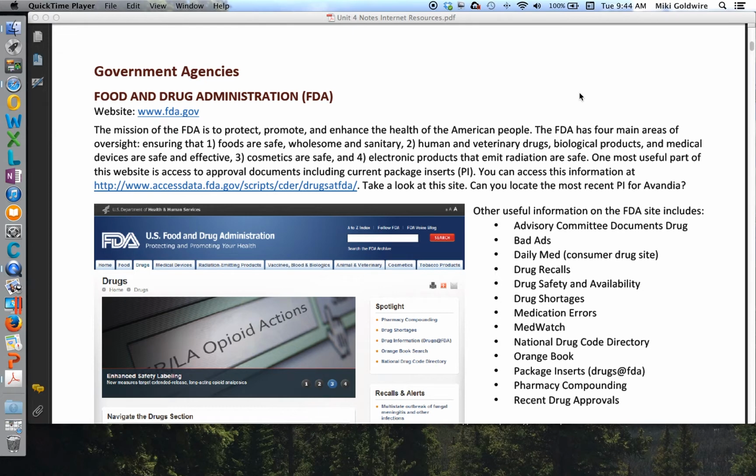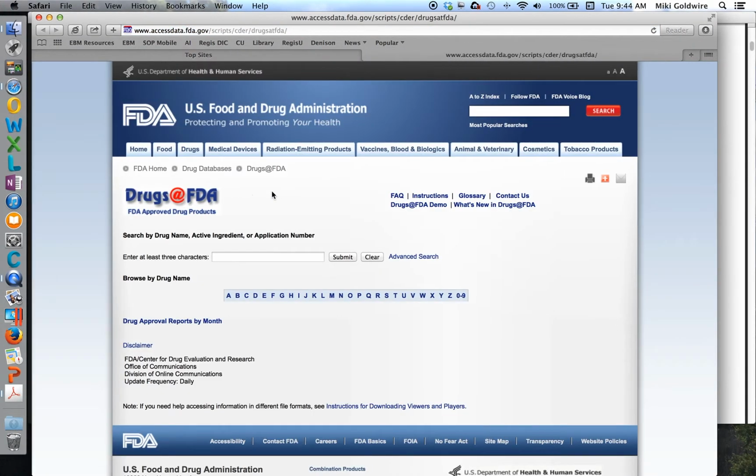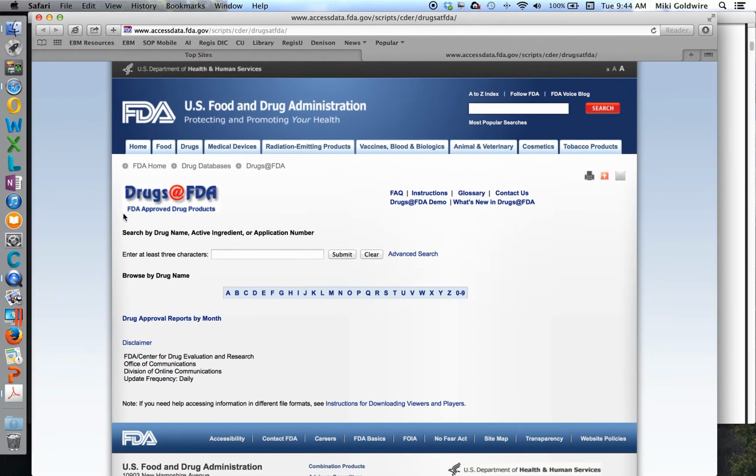One more useful part of this website is access to approval documents, including current package inserts. You can access this information at the FDA website. So let's go ahead. I included a link in your notes, and let's click on that link and investigate the FDA website. So the link brings you right to the Drugs at FDA, which are the FDA-approved drug products.